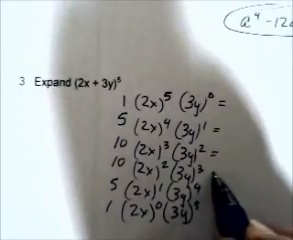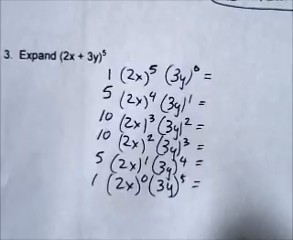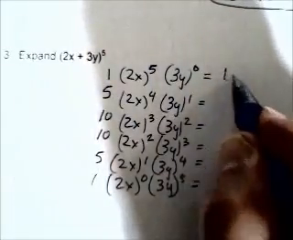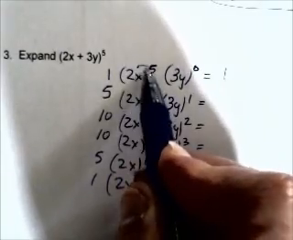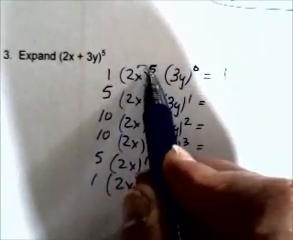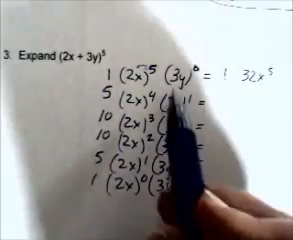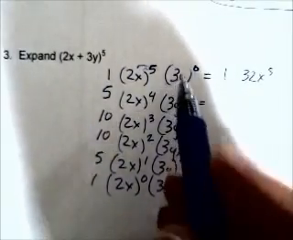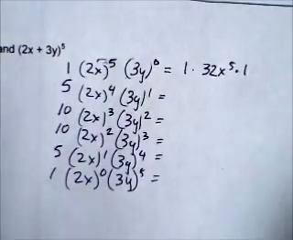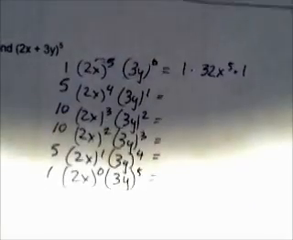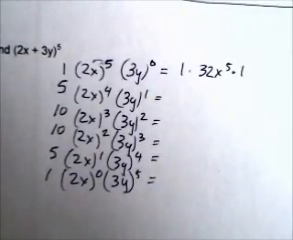All right, ready for some powers here. All right, so this is 1 times 2x to the 5th. Make sure you distribute over this product, right? That'd be 2 to the 5th, which is 32, x to the 5th. 3y to the 0, anything to the 0 is 1. Let's see if I can try to get rid of this shadow here.